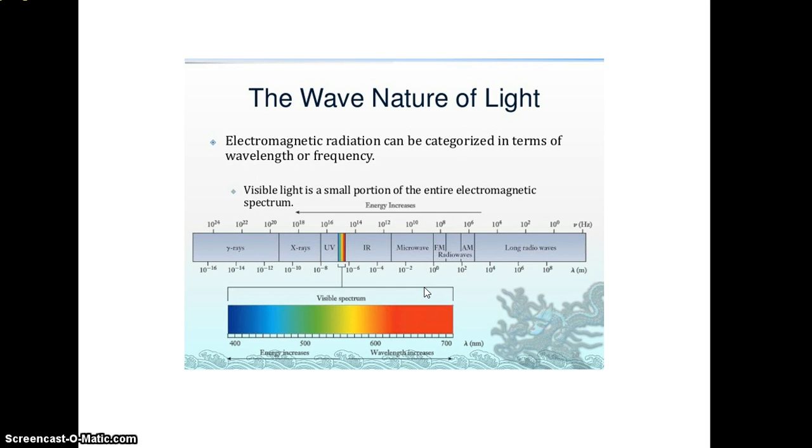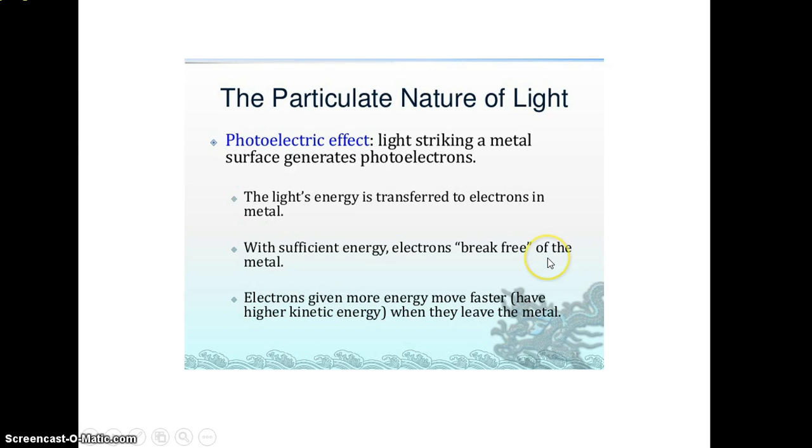On the basis of the frequency, it is split into various kinds of rays like gamma ray, X-ray, UV ray, IR ray, microwave, radio waves, and long radio waves.